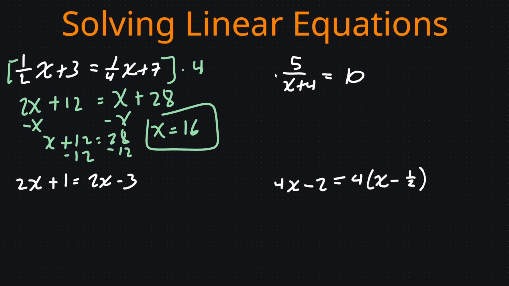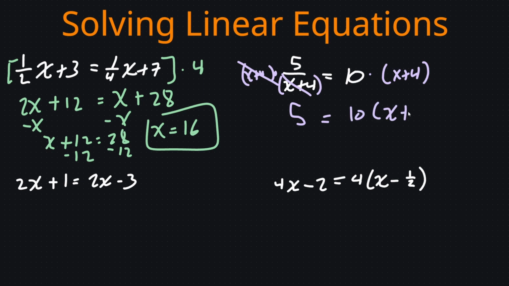Well, the easiest way is times both sides by the denominator. So I'm doing x plus 4 on the left side times an x plus 4 on the right side. What this does on the left side is, because this is in the denominator, x plus 4 divided by x plus 4 cancels out and we're left with 1. And so that 5 sticks around on the left side. And on the right side, we have 10 times x plus 4.